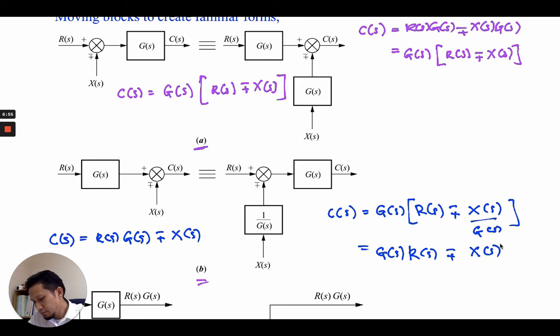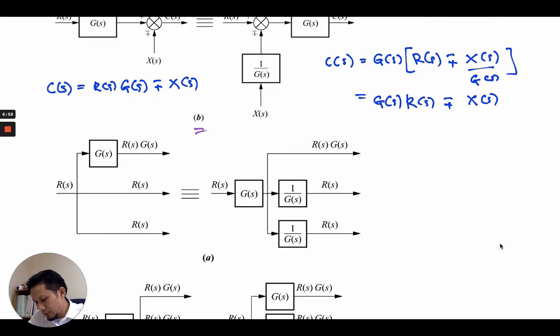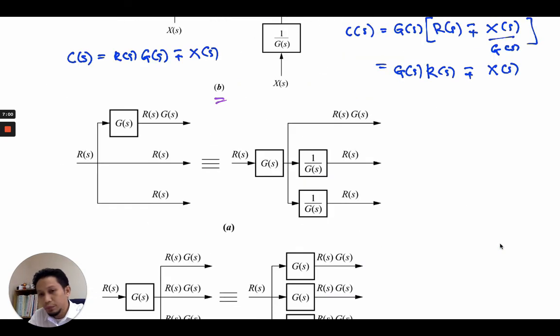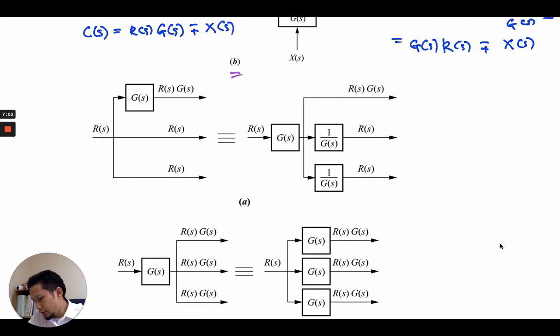Next, we have the pick-off points here. So for the pick-off points, now we have R(s) as an input here, and then we have 3 branches, 1, 2, 3, and we only have G(s) at the first branch over here.